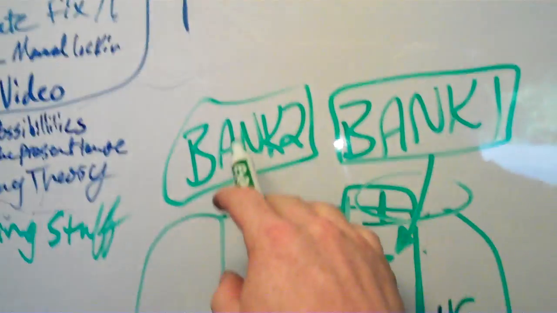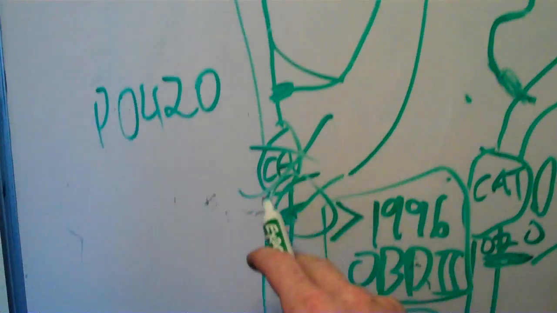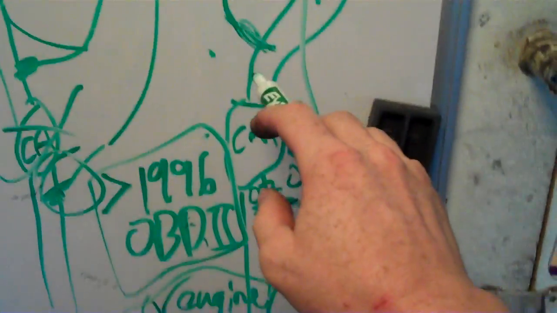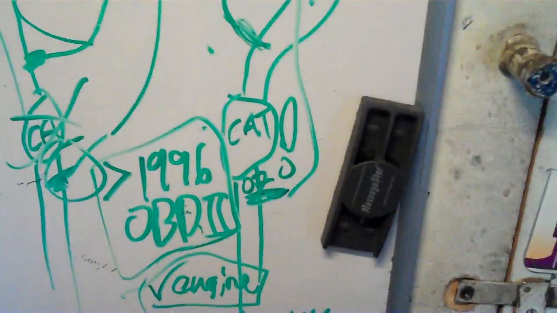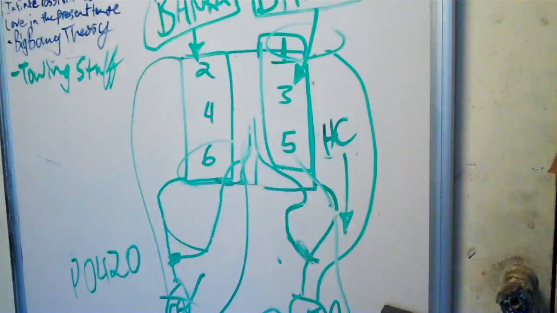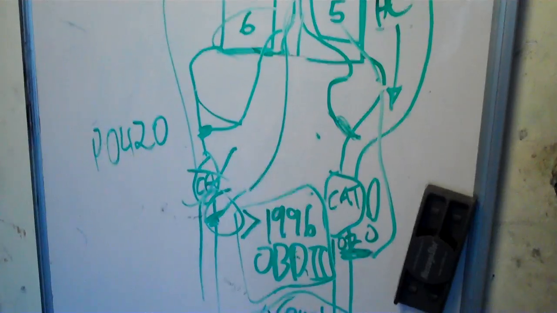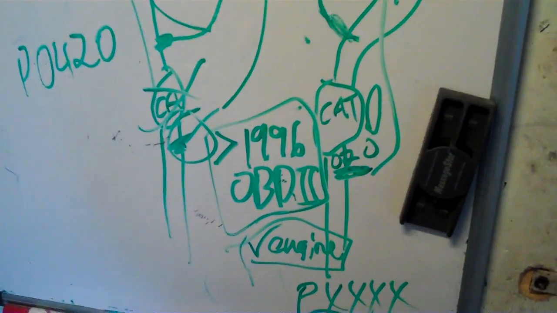What is this one? This is bank 2, sensor 1, bank 2, sensor 2, bank one, sensor one, bank one, sensor two. So that's how that all works out. And I know it looks a little messy, but I'm trying to do the best that I can for you here to answer these questions.